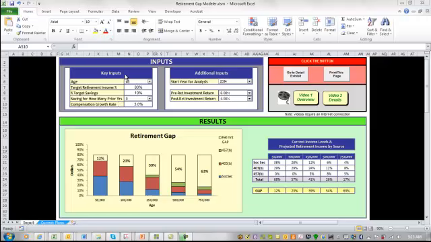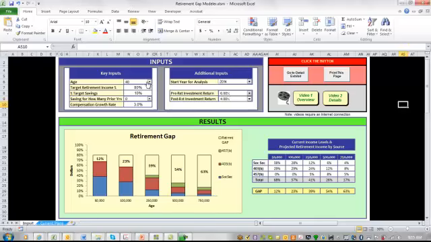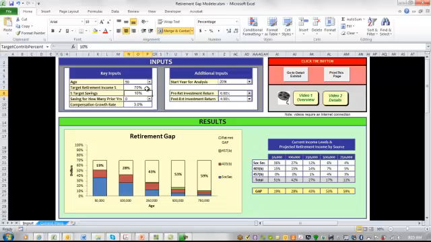There are inputs that can be changed to modify what's being shown. For example, instead of age 40, I can change it to a 50-year-old. I can modify the retirement income percent that's being targeted from, let's say, 80% to 70%. I can change how much I'm contributing of my salary each year from 10%, let's say, to 15%.